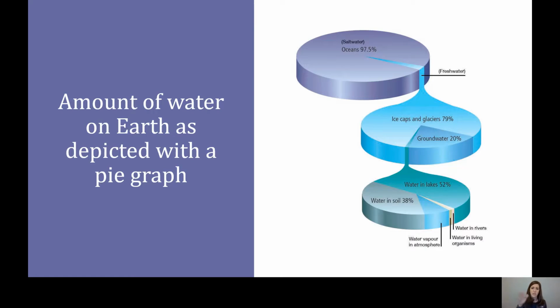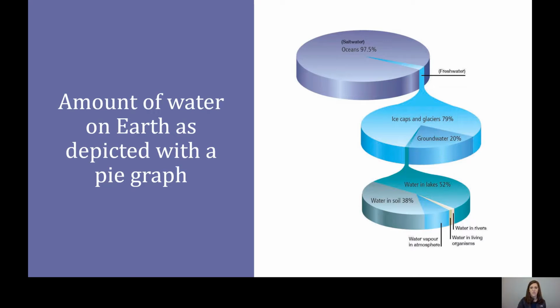So what we're doing here is the top graph up here is showing all of the salt water. 97.5% of all of the water on Earth is salt water. And then of that sliver, that 2.5% approximately, that is all the fresh water. And then we can see what makes up the different features of the fresh water.